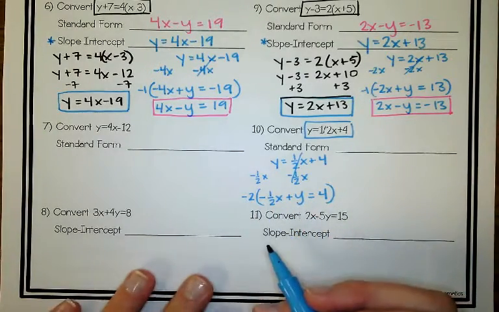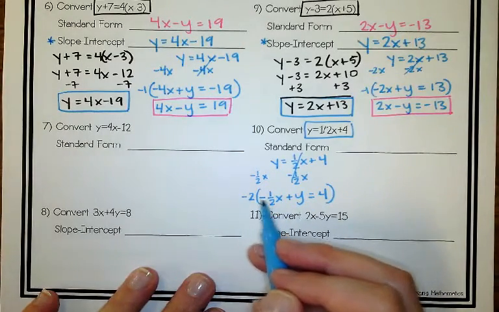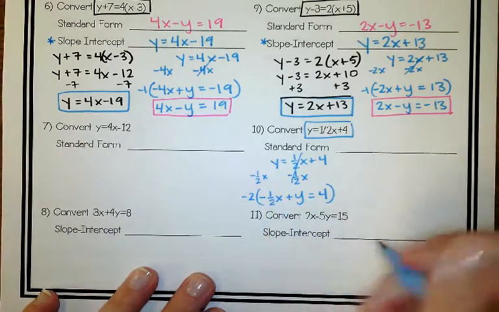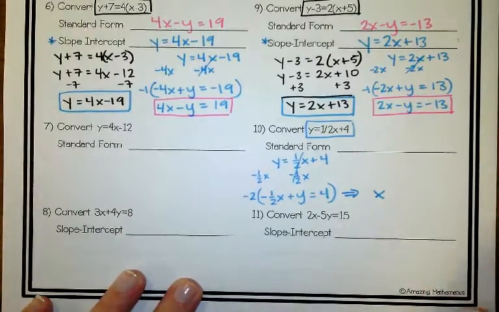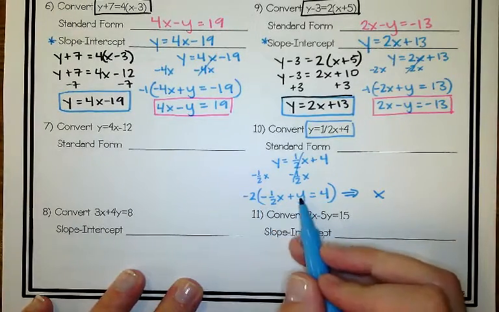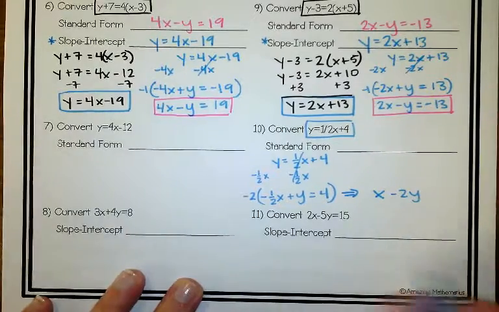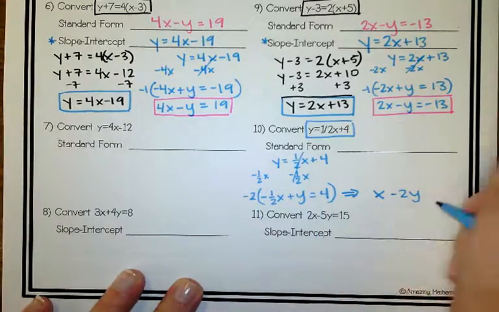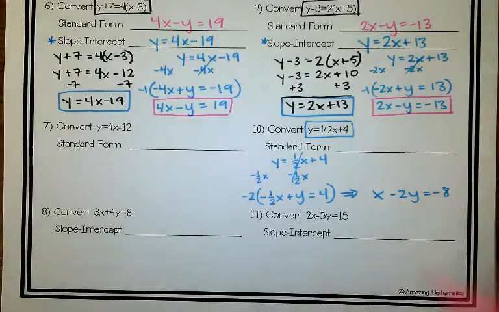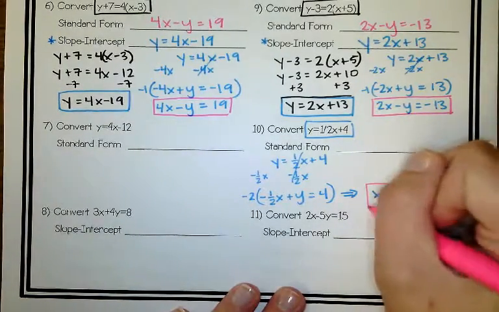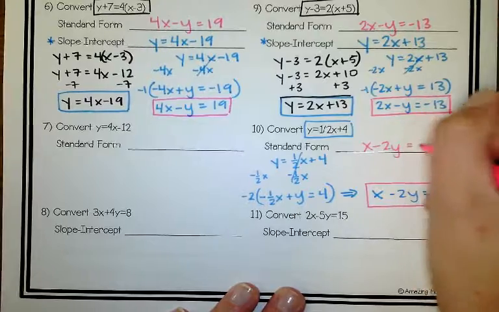So we're going to multiply by this denominator. So negative 2 times negative 1/2 is going to give me a positive x. Negative 2 times positive y gives me a negative 2y. And negative 2 times 4 gives me a negative 8. So my standard form would look just like this. Do y'all feel good about that?